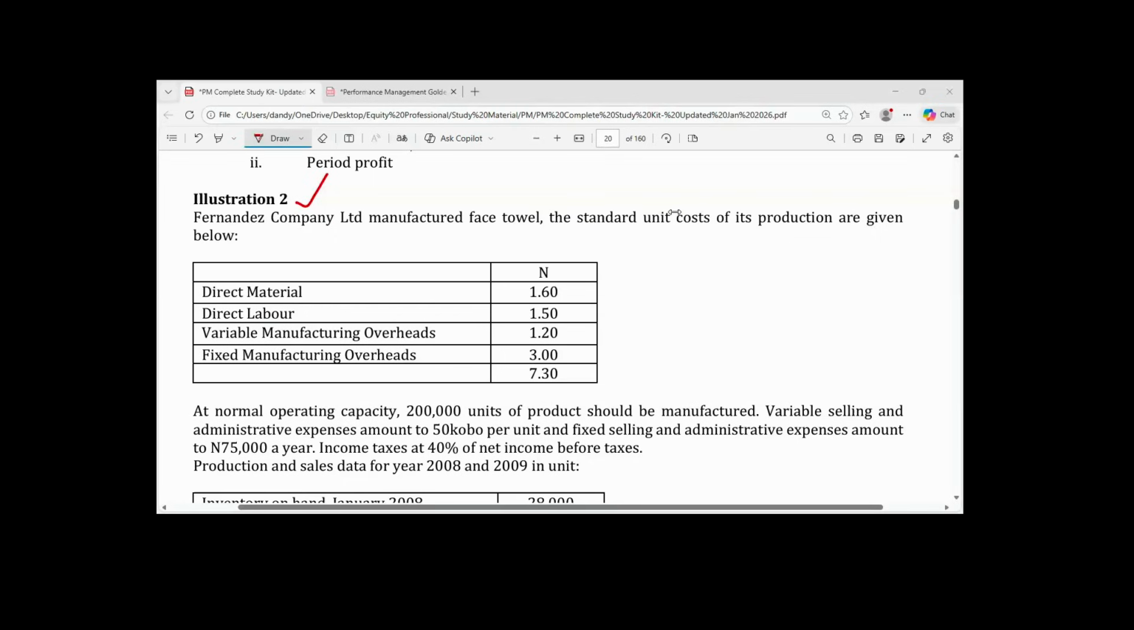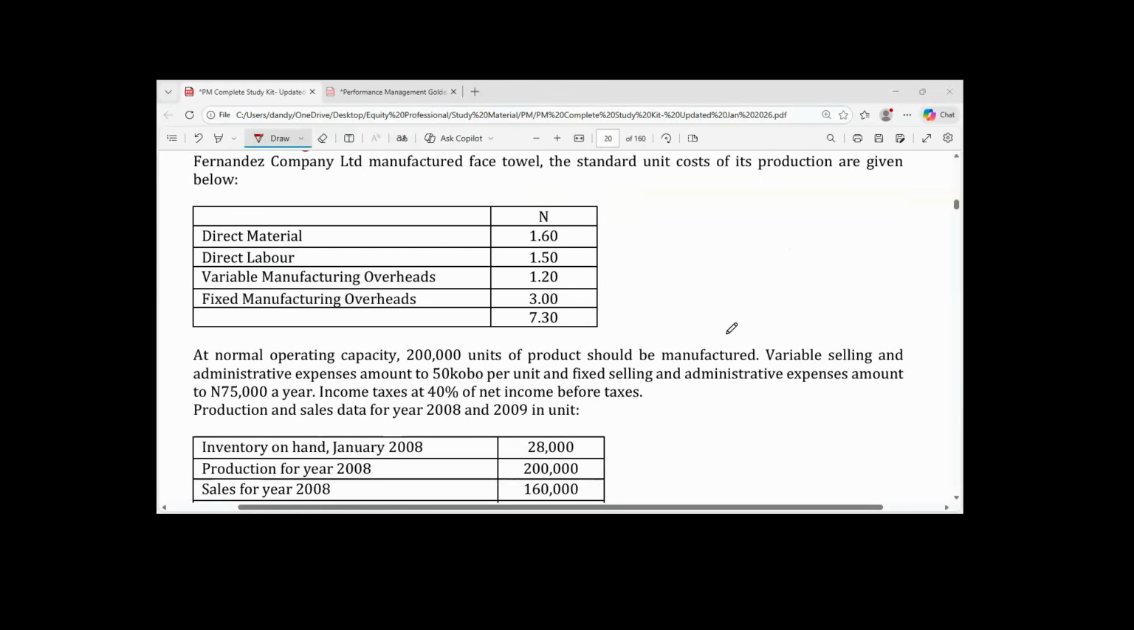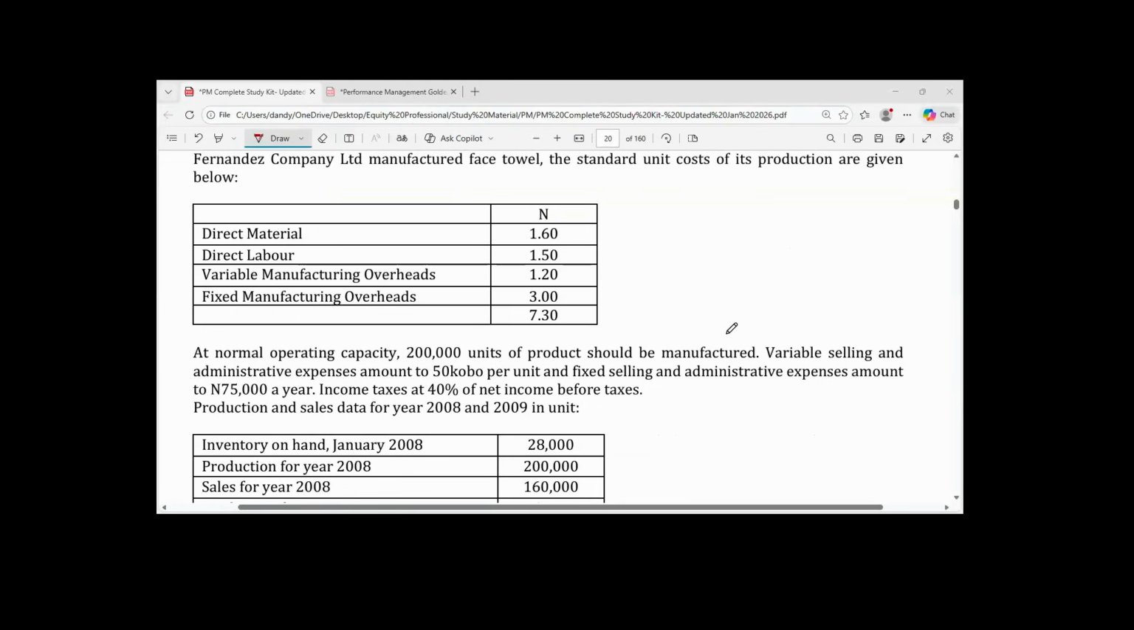Canada's company limited manufactured fish towel. Standard unit cost of its production is given below. Direct material 1.60 naira, direct labor 1.50, variable manufacturing overheads 1.20, fixed manufacturing overhead 3 naira, total 7.30. At normal operating capacity, 200,000 units of product should be manufactured.